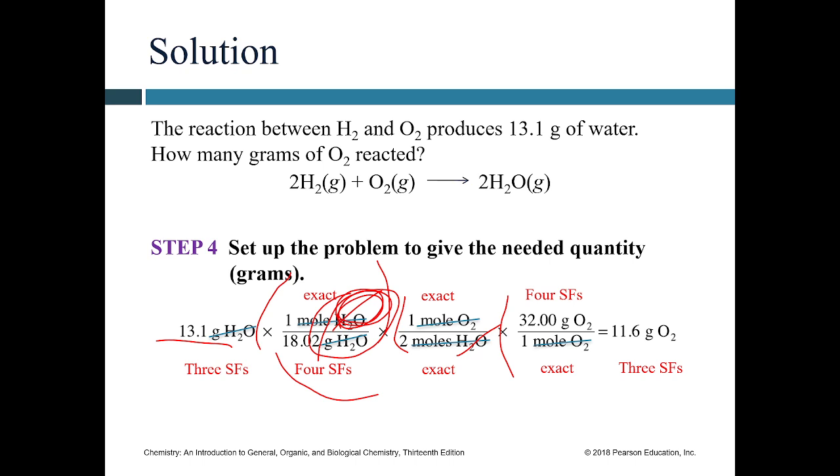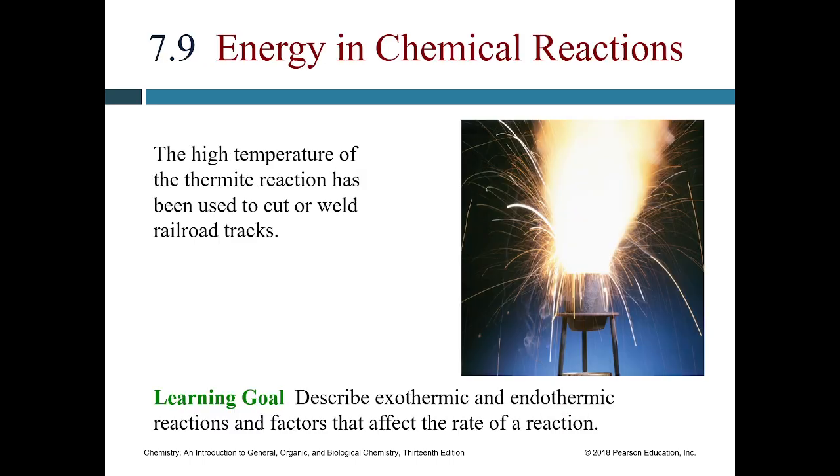Okay. So let's talk about some chemical energy and reactions. This is actually usually the part that people are more interested in. So the high temperature of a thermite reaction, for example, has been used to cut or weld railroad tracks. It's been used for many different purposes. It's used to disable tanks. It's one of the ways infantry can actually disable a tank. And actually, modern day munitions oftentimes use thermite reactions in them. Typically, like a vehicle destroying munition.